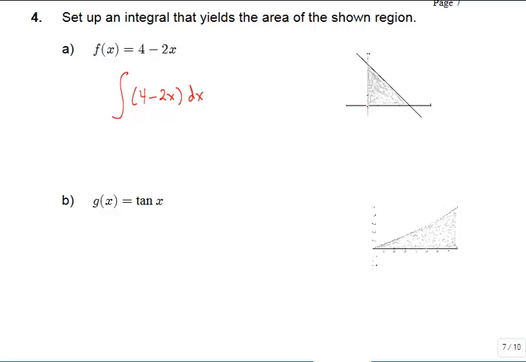And obviously this first bound is going to be 0 because I'm starting at that y-intercept. But the question is, what is this intercept over here? Well, that's just going to be where my line, 4 minus 2x, hits 0. So if you solve that, divide by 2, that's going to tell you that this hits at 2. So my bounds need to be from 0 to 2 of 4 minus 2x dx. So that's what the integral would be for that particular area.